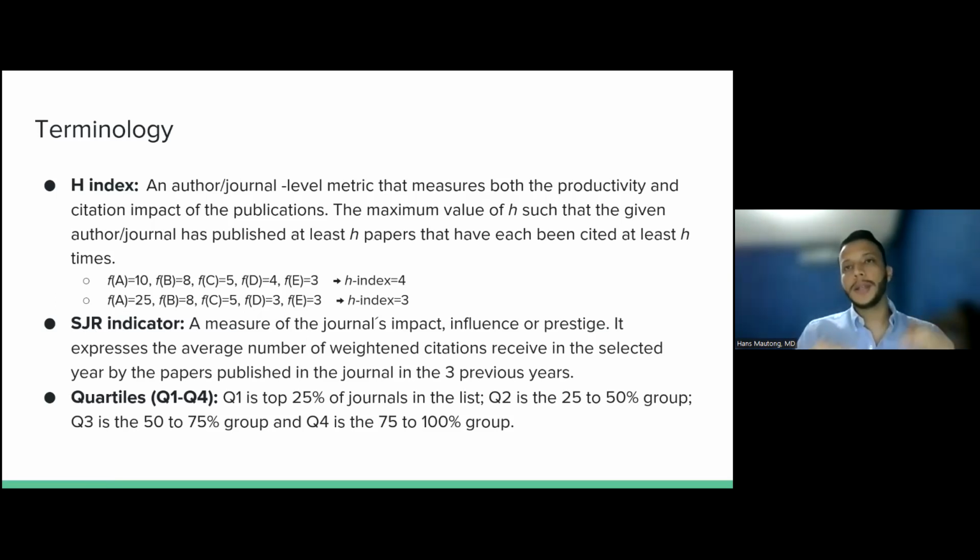Basically, quartiles divide a list of participants or patients, and in this case, the list of journals, into 4 groups.